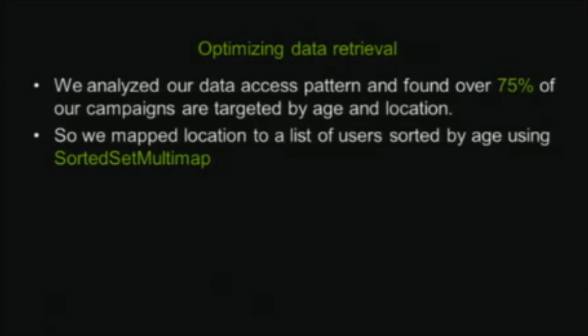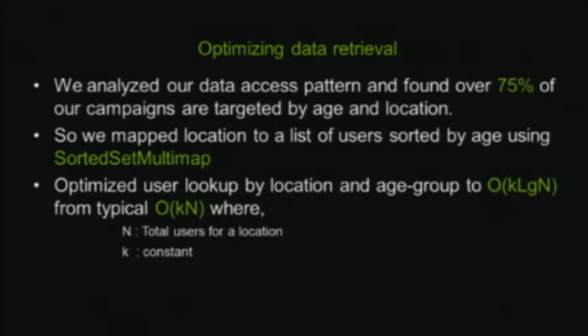What this helps us with is that we maintain a sorted set multi-map, and the service being in Java, we use Google's Guava library, and we use this particular data structure which helps us maintain a location-wise list of users which are sorted by their ages. So now our lookups are optimized by a factor of log n, because instead of retrieving the list of users and iterating over them, we have the sorted list, and we can select a particular age group which satisfies the criteria.